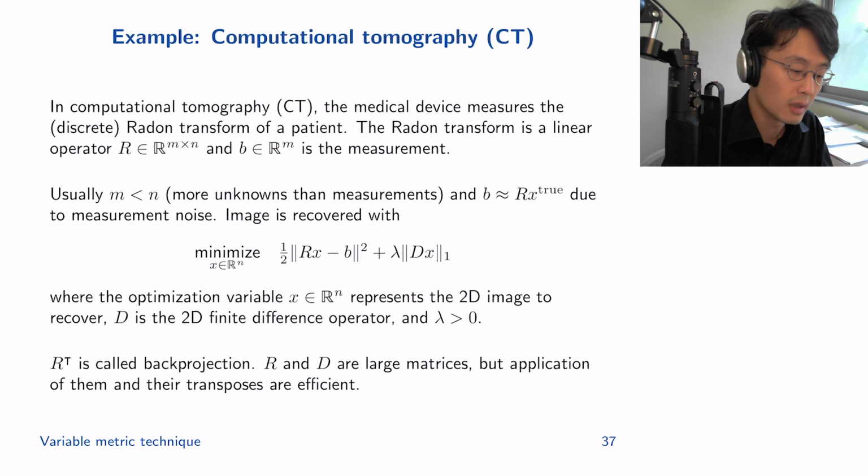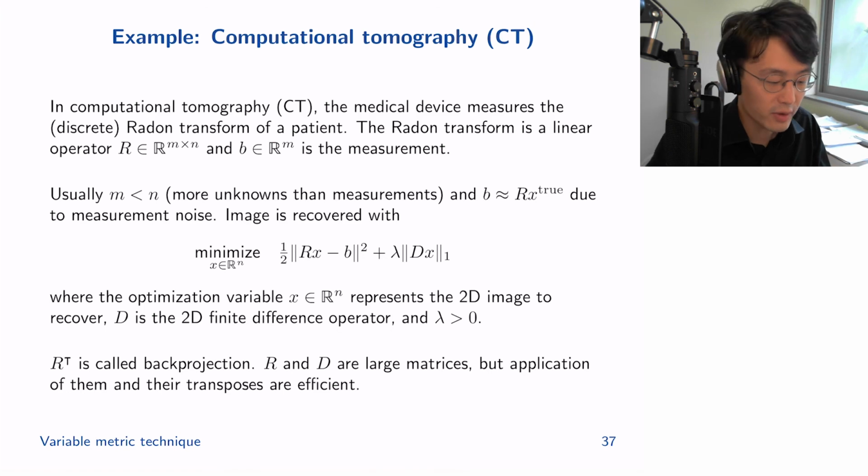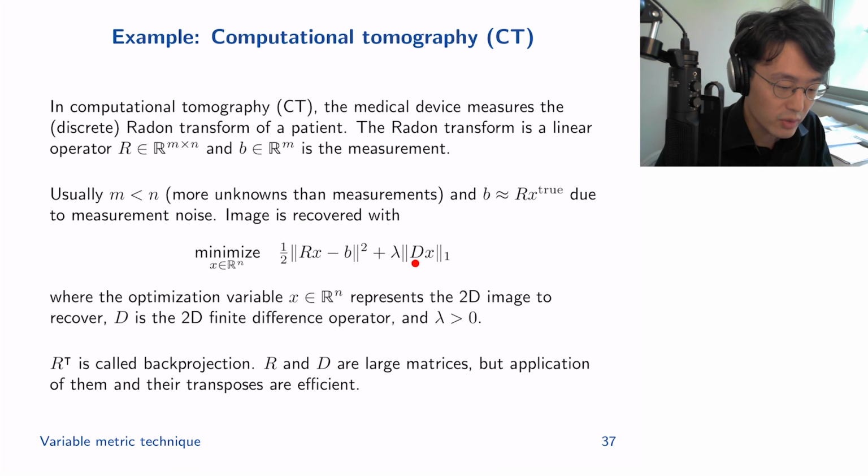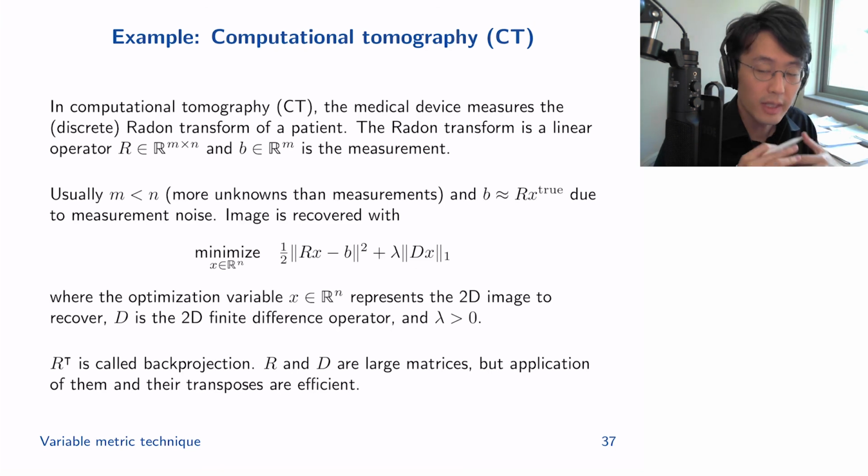tomography. In the context of CT, the R transpose operator is referred to as back projection. And the R matrix and the D matrix are linear operators acting on 2D or 3D images. Therefore, the matrices R and D are very large matrices, but the applications of them and their transposes are efficient.